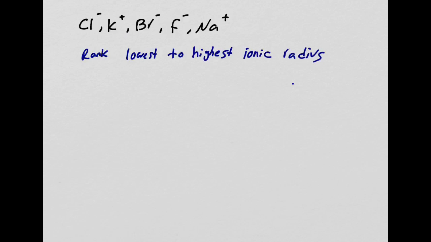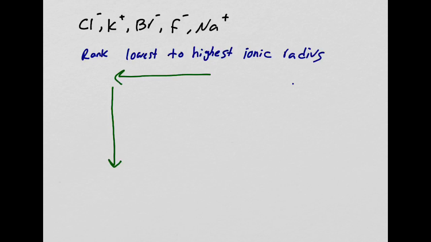Okay, pause me and do this problem. Lowest to highest ionic radius. Now remember, we said before you do this, you have to write down the trend. The trend for atomic radius and ionic radius is this, going this way and then going down. And we said the trend for everything else, ionization energy, electron affinity, electronegativity, will be the opposite of this. And we explained why that is.